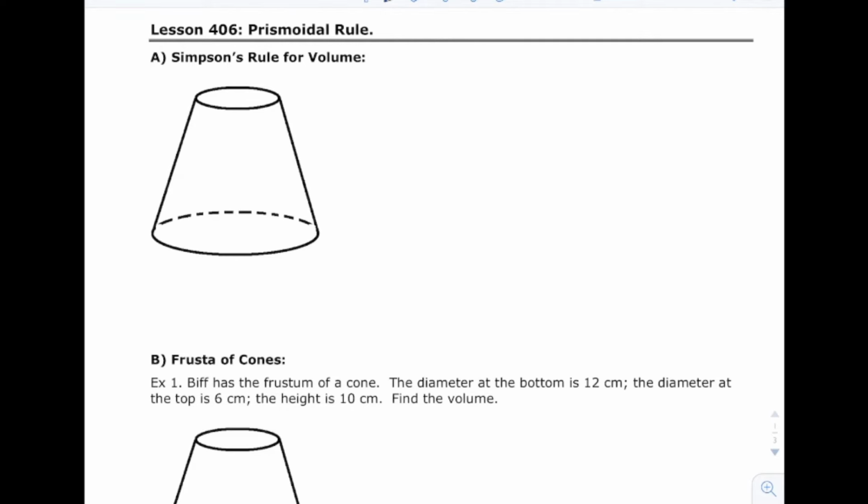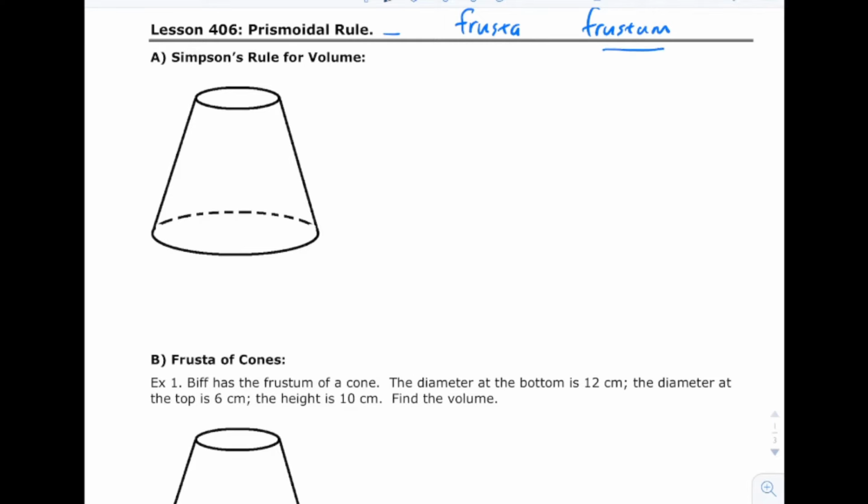Welcome to lesson 406, Prismoidal Rule. This is a tool we use for finding volumes, and it's a really nifty tool, and you use it for finding volumes for frusta. I knew I had to spell that. Frusta. What's a frusta? Well, the real question would be, what's a frustum?